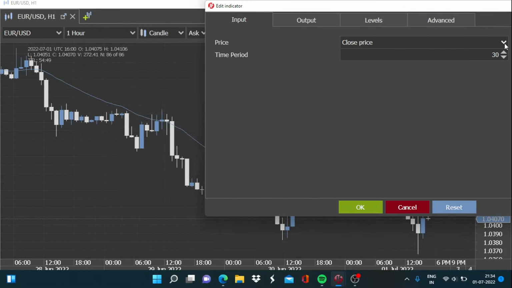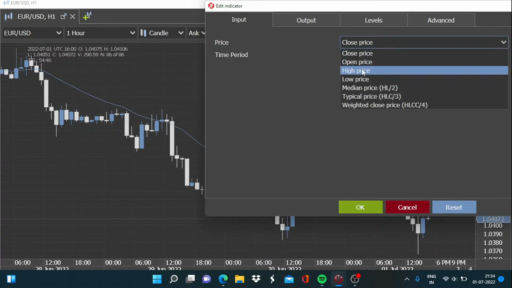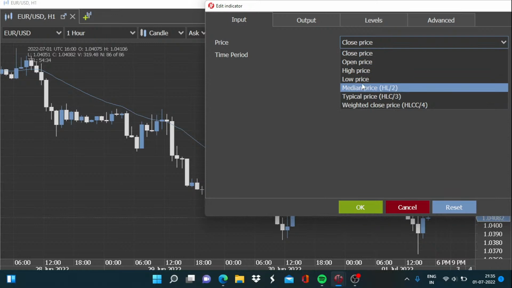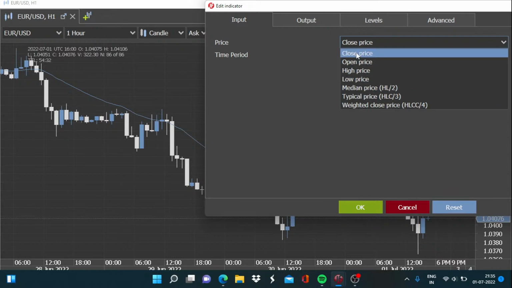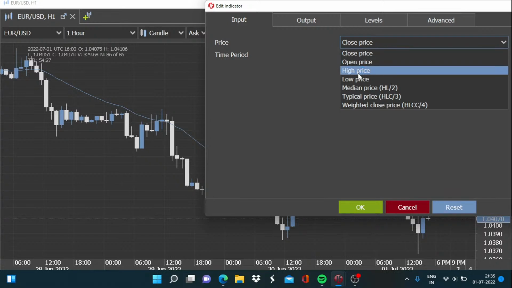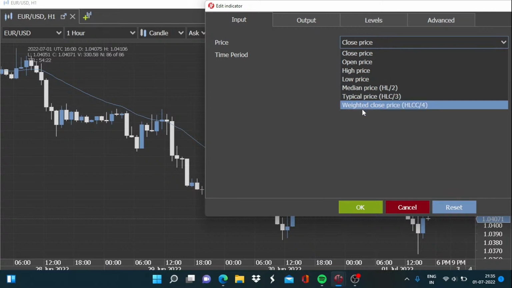I had explained this while explaining the other two moving averages, the simple moving average and the exponential moving average, the SMA and the EMA. Even there, we had the options of applying these different prices while calculating the moving average. We can opt for closing price, we can opt for open price, we can go for high price, low price, medium price, typical price, or weighted close price. So we have all these options.